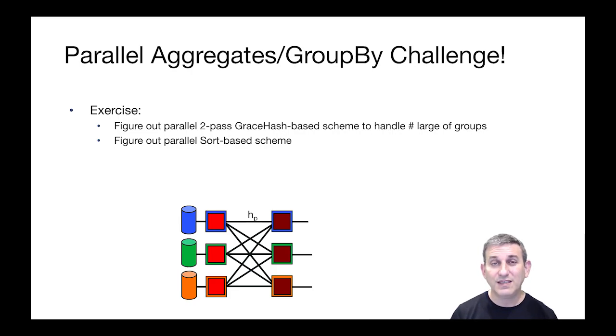And usually you don't need to do this unless you have a large number of groups, because it's the group by tables that have to spill memory to require a two-pass grace hash. Similarly, if you didn't quite understand how to do the parallel sort-based scheme for group by, you should work that through as well. It's pretty much a pipeline of parallel sorting followed by group by.